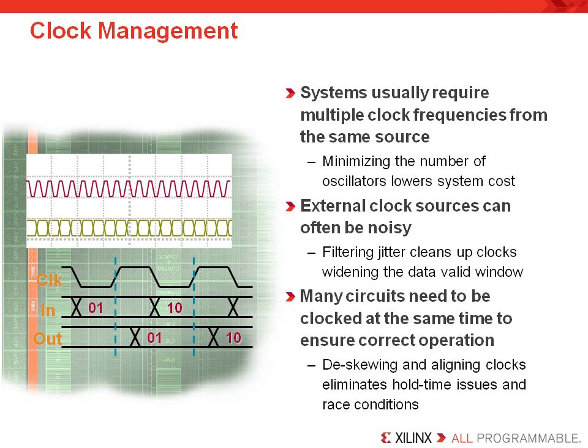As mentioned earlier, most systems require multiple clock frequencies, usually generated from a single clock source. This reduces your system cost and helps ensure that the clocks have a known frequency and a known phase relationship. External clock sources can often be noisy due to board level effects. This issue is resolved by filtering the clock inside the FPGA with dedicated logic resources. This effectively widens the data valid window for the user. External clock and data signals also need to be de-skewed or aligned in order to eliminate hold time issues and race conditions. The clock management tile components in Xilinx FPGAs provide the frequency synthesis, clock filtering, and clock de-skewing functions that designers need.